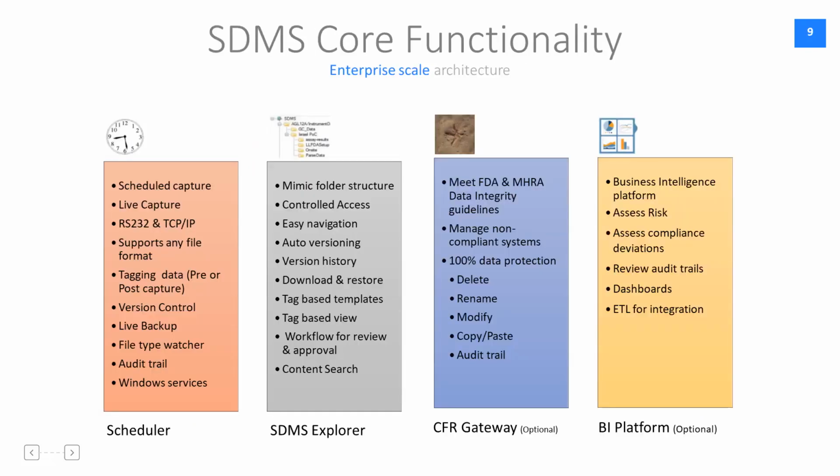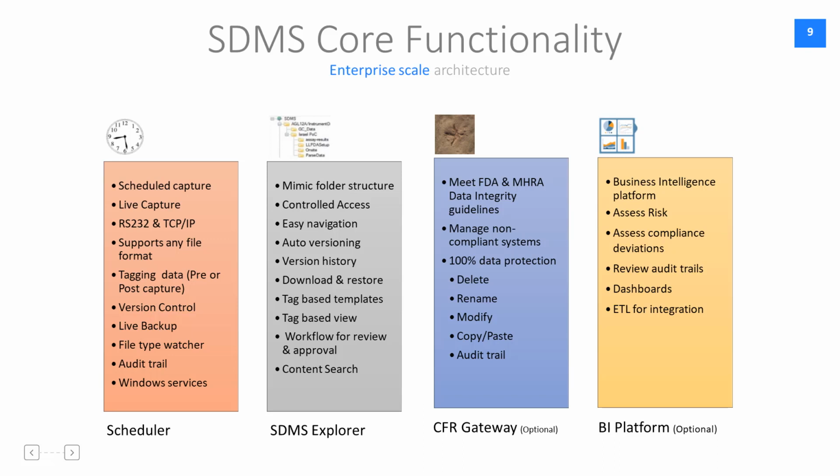This slide gives the core functionality of Logilab SDMS. Logilab SDMS has been designed for any laboratory of any scale and to enterprise scale architecture. The core functionality of Logilab SDMS is the scheduler. The scheduler can capture data generated by instruments. Schedulers can be configured with respect to time, and there is also a live capture module available as and when data is being generated and not being used by any other software.